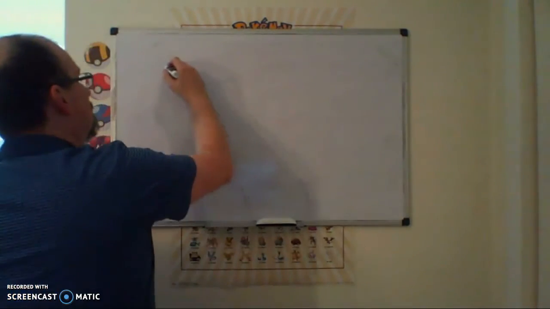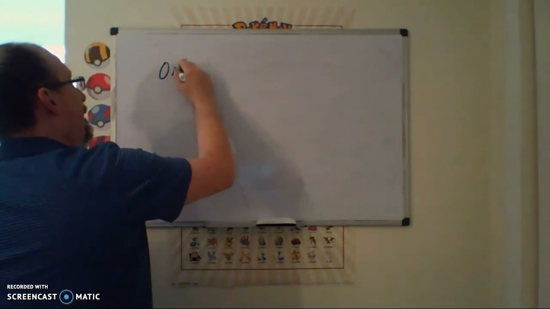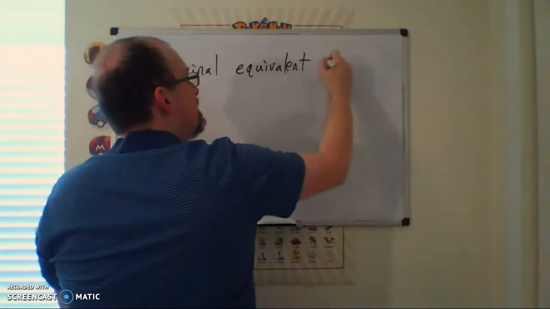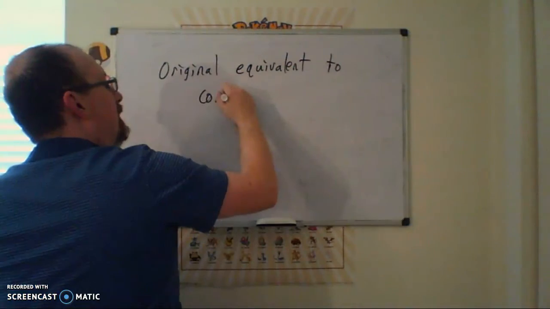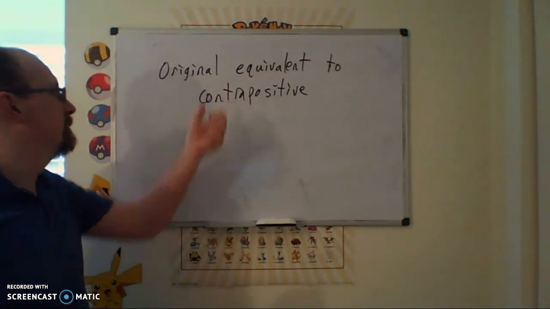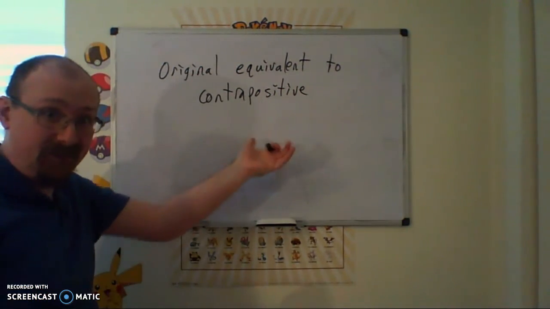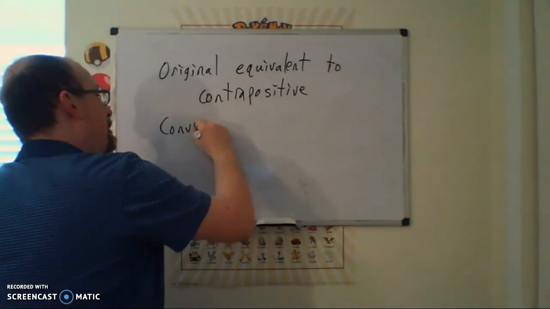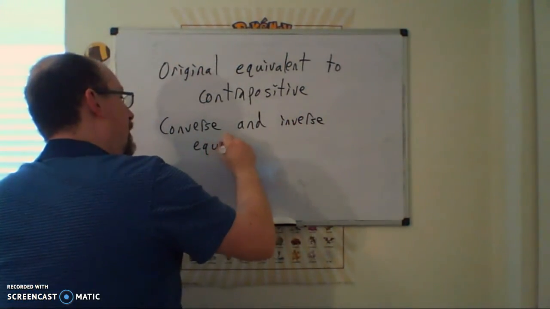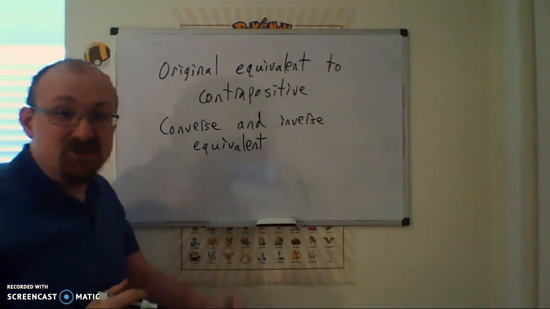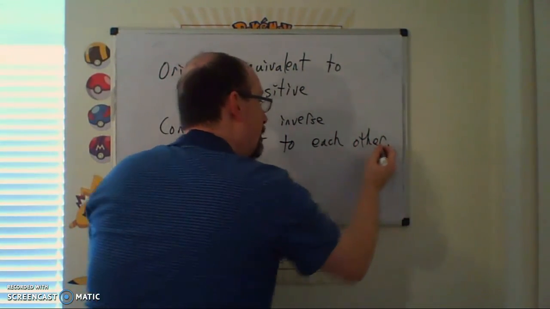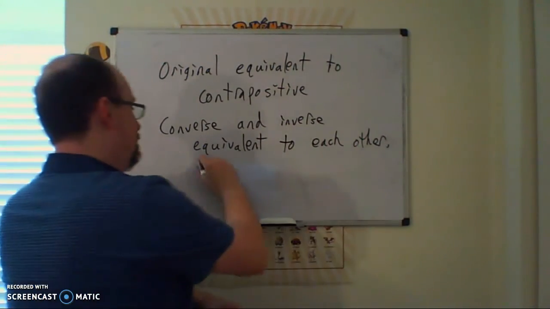All right. So the original statement is in fact equivalent to the contrapositive. So we got that. Contrapositive, original, they were equivalent to each other. That's what I just erased. The converse and the inverse are equivalent to each other. But not the original.